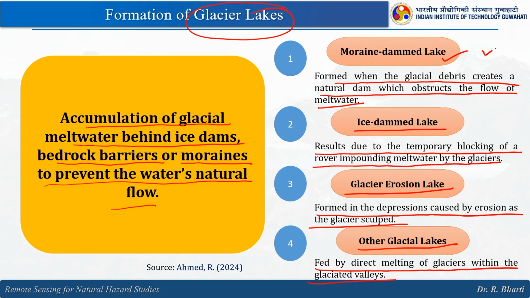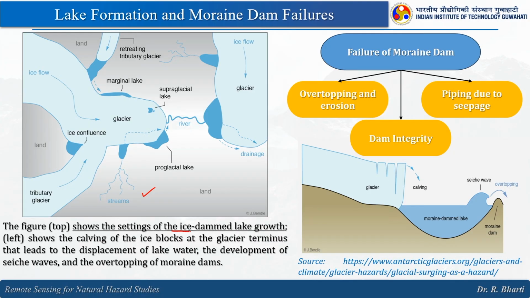So, we have different types of glacial lakes and there are different types of moraine present, and depending upon that the stability will be defined. So, here you can see this particular figure shows the setting of the ice dam lake growth, right. So, here you have supraglacial lakes, then marginal lake, and because of the retreating you have the formation of new lakes here, right. And then if this is connected to a river system, these will be snow melt fed rivers, right.